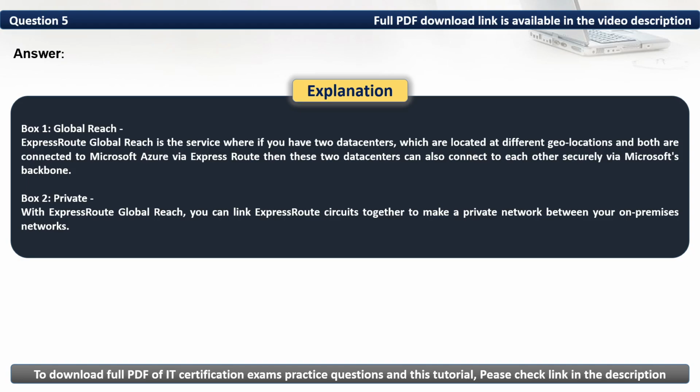Express Route Global Reach is the service where if you have two data centers which are located at different geolocations and both are connected to Microsoft Azure via Express Route, then these two data centers can also connect to each other securely via Microsoft's backbone. Box 2, Private. With Express Route Global Reach, you can link Express Route circuits together to make a private network between your on-premises networks.